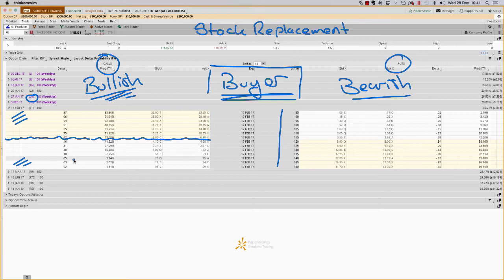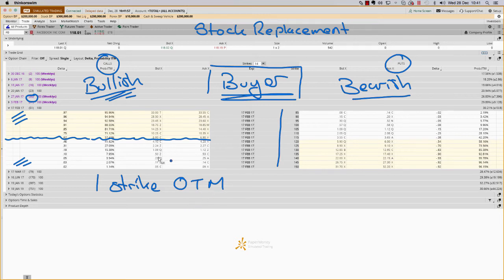Now, the strategy for replacing stock or spread bet or forex or CFDs, what you've done previously, is very simple. All I'm going to do is buy the first strike out of the money, OTM.